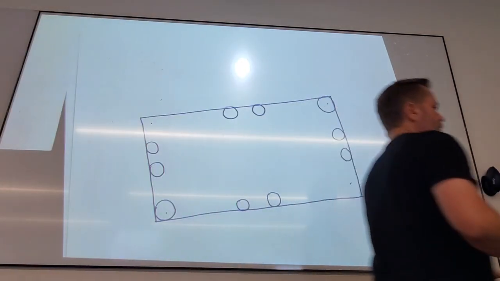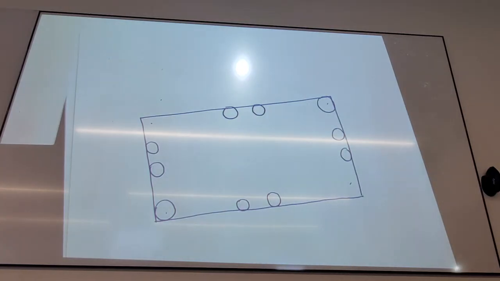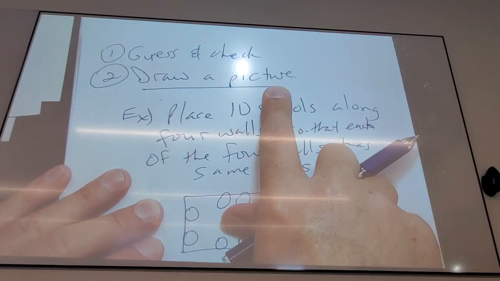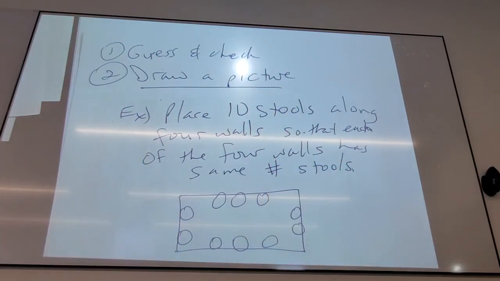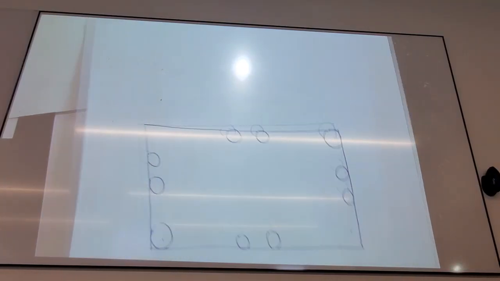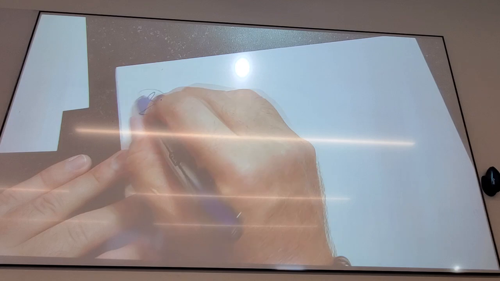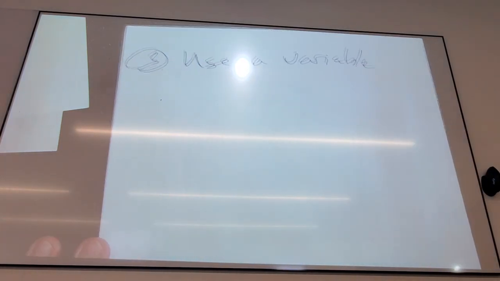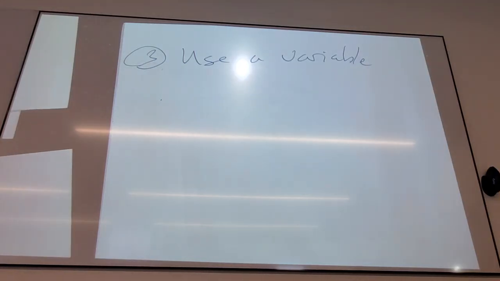All right. So, drawing a picture. Obviously, sometimes, as in that very first problem, a picture was drawn for us already, but you could argue it's drawing a picture. So a lot of problem solving is using multiple methods at once. Then the third method that's talked about in section 1.1 is use a variable.